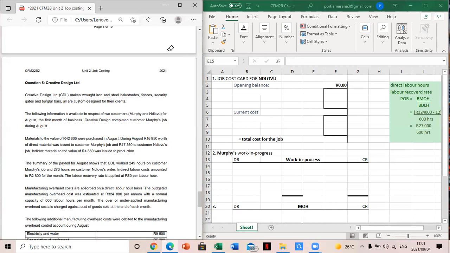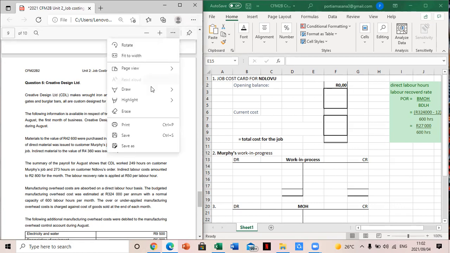To calculate your applied manufacturing overhead, we first have to calculate our POR, like I mentioned earlier. We find our POR by taking our budgeted manufacturing overhead over our budgeted basis. It can be direct material, direct labor, machine hours or labor hours, but the question always specifies. After finding our POR, we multiply it by our actual basis.